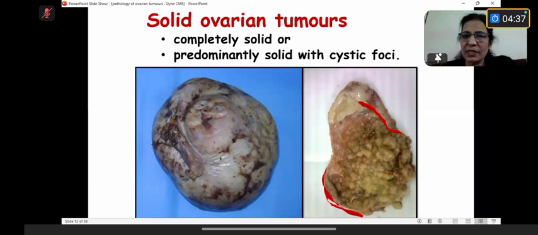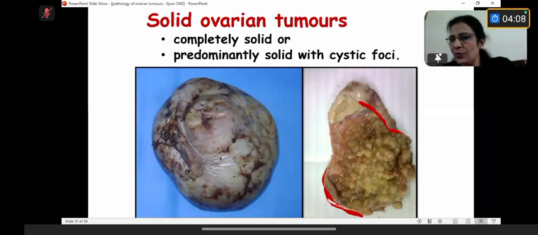Now, apart from the cystic tumor, sometimes you may have a completely solid tumor, or a predominantly solid tumor with cystic foci. It is good to send the tumor in entirety, because then the capsular breach can be identified by the pathologist. If you have not been able to remove it in entirety, please mention whether the surface, the capsular breach, has occurred or not, because that will be a very important part of your staging procedure.